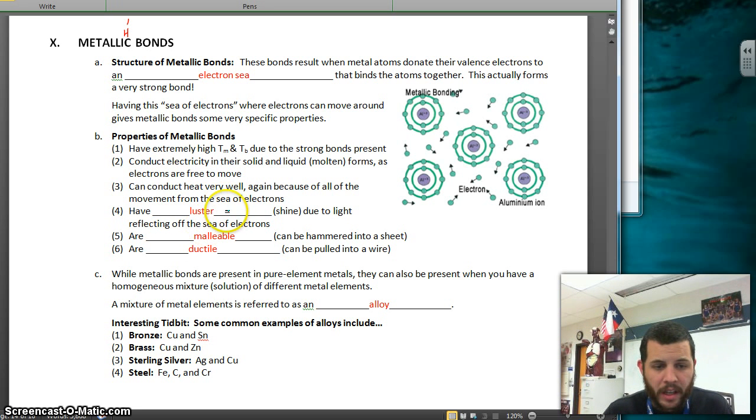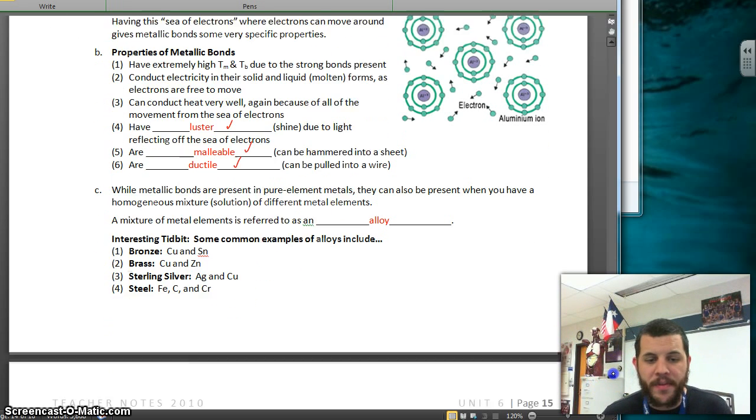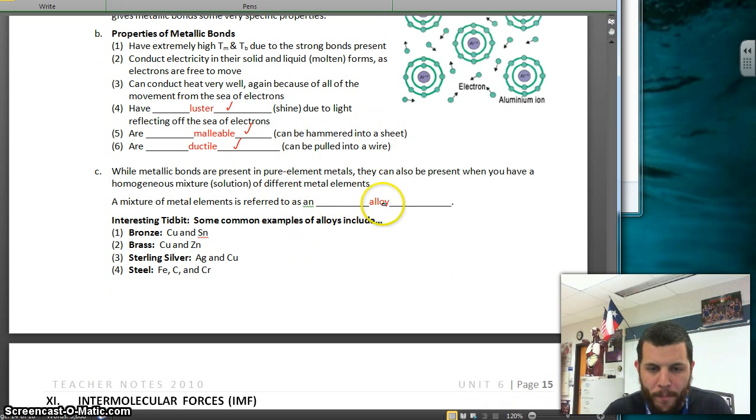These are going to have extremely high melting points and boiling points because these are very strong bonds. They will conduct electricity in their solid or their liquid state, since you've got free electrons moving around. These are going to have a luster, meaning that they're shiny. They're malleable, meaning that they can be bended or hammered, and they're also ductile, meaning that they can be drawn into a wire. If you mix metals together, that is going to give you a metal mixture called an alloy. That's just a vocab term that you need to be aware of.